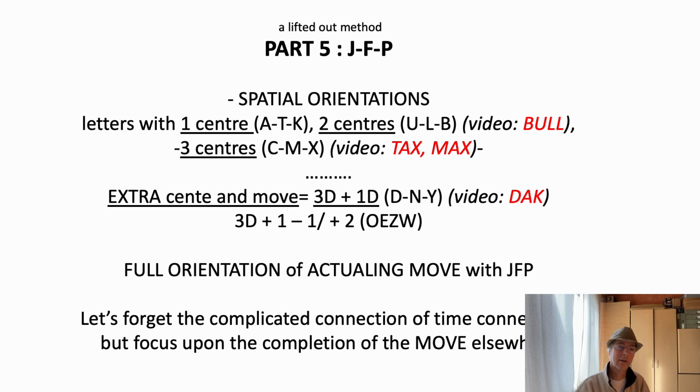We already had the letters with one center, the A, T, K, the ones with two centers, the U, L, B with the video Bull, the three centers C, M, X with the examples of tax, max, and the last ones with the extra center and move. So the three-dimensional spatial orientations are extended with the element of time most of the time, but it's just move. You can imagine it as a move as well with the video Dac.